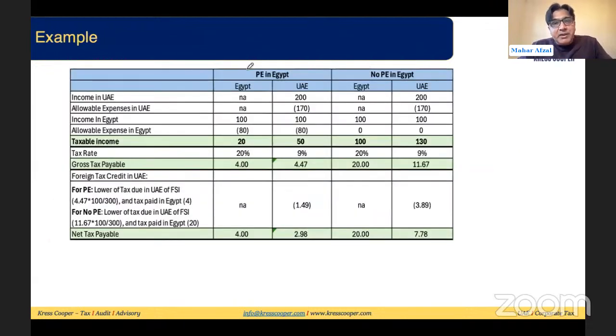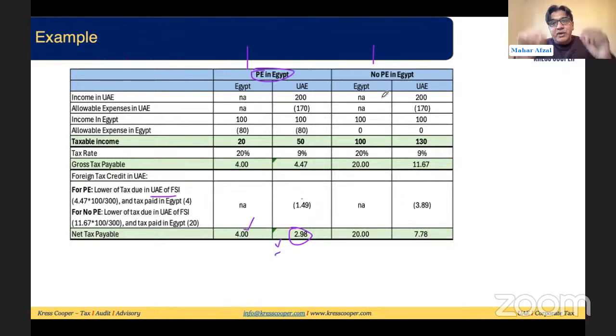This is a similar example. This is a PE in Egypt, and this is no PE in Egypt. If this is a PE in Egypt, the treatment will be the same as I discussed earlier. So total income will be included, the UAE income and foreign source income. How can you claim the credit on the foreign source income? It will be the lower of the tax due in the UAE, 4.47 times 100 divided by 300, which is 1.49, and 2.98. This is the tax in Egypt, this is the tax in the UAE.